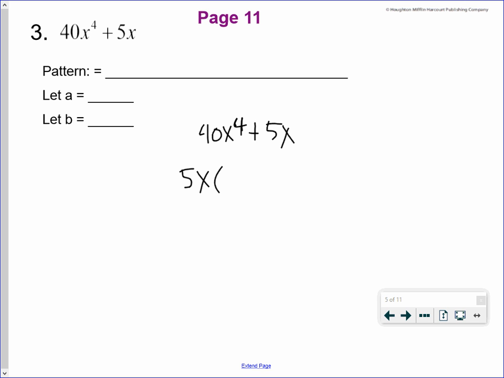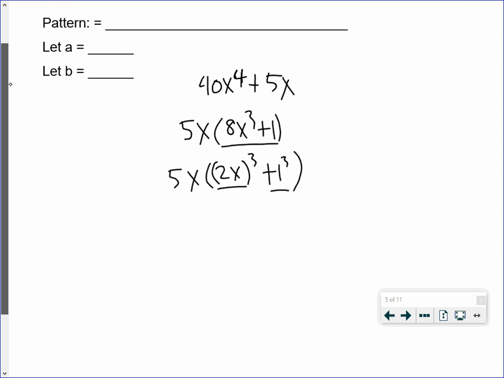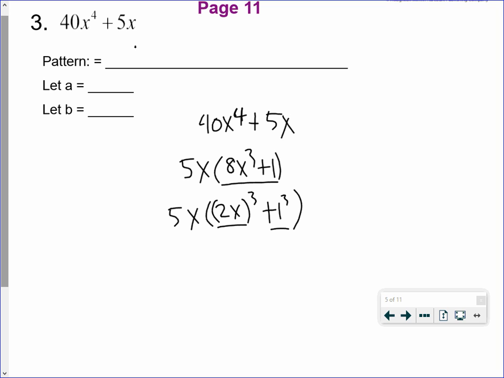And when I do, I'm left with 8x cubed plus 1. So I see what's inside the parentheses. That is a sum of cubes. All right. So if we were to rewrite what's inside the parentheses, so we can see how it's a sum of cubes a little clearer, we can rewrite this as 2x all cubed plus 1 cubed. Right? And we can see we're adding 2 cubes. So if we're adding 2 cubes, that means our factoring pattern will also be a sum of cubes.